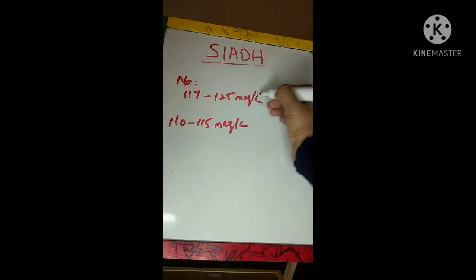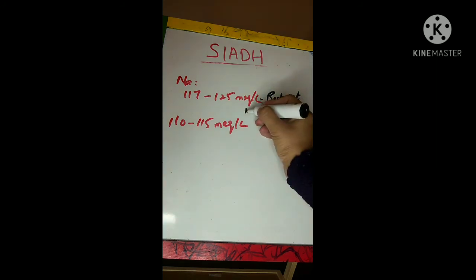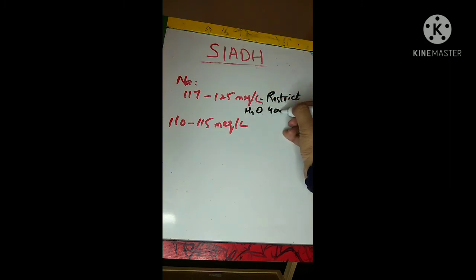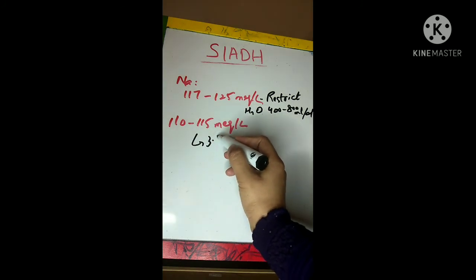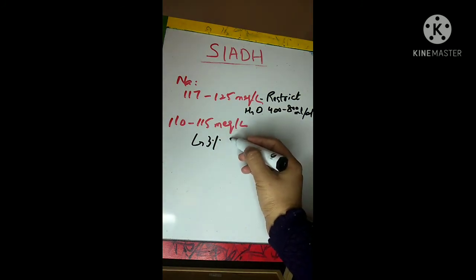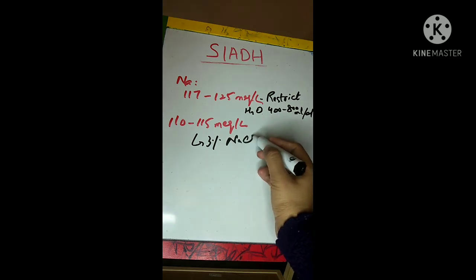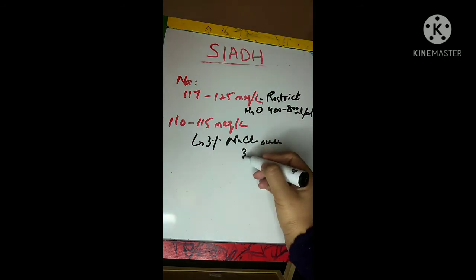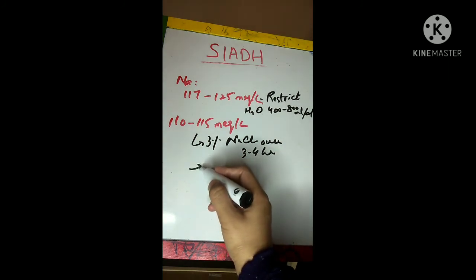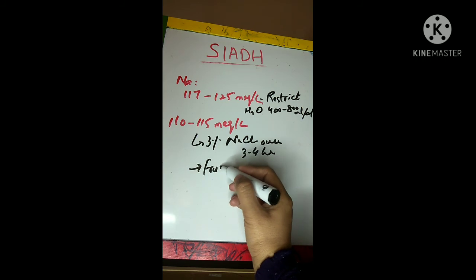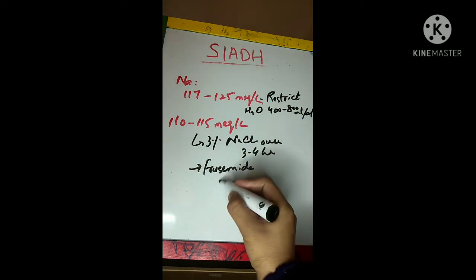So now coming to the treatment, if serum sodium is between 117 to 125 milliequivalent per liter, then restrict the fluid. We can reduce fluid, such as 400 to 800 ml per day. The other thing is, if serum sodium is from 110 to 115 milliequivalent, then we can give hypertonic saline, that is 3% sodium chloride. But with that we also have to give furosemide, a loop diuretic, so that we avoid fluid overload.